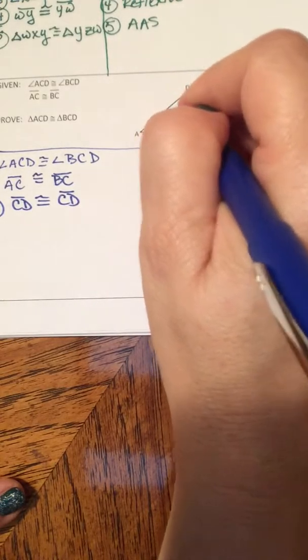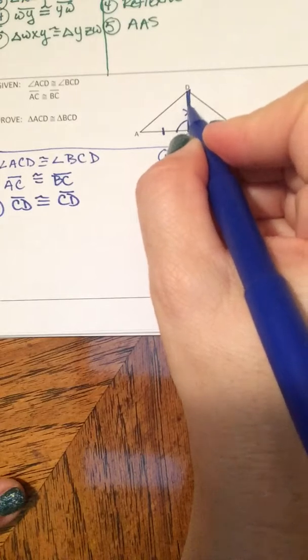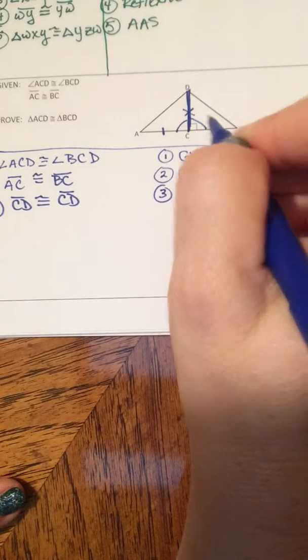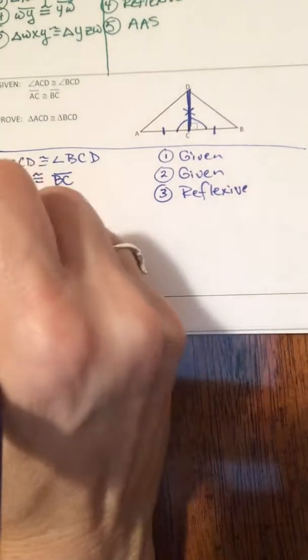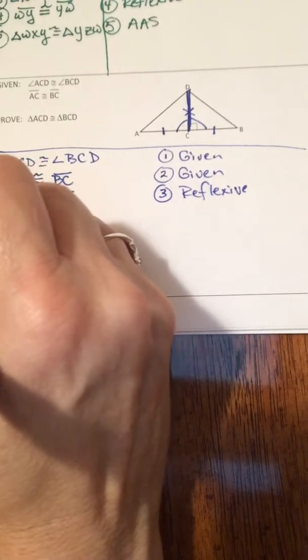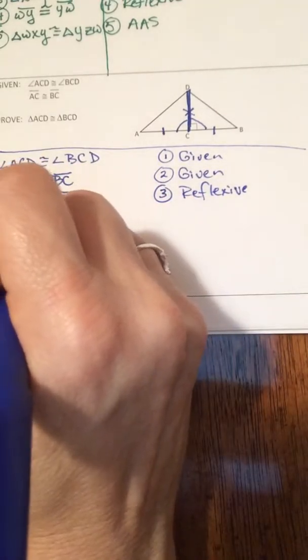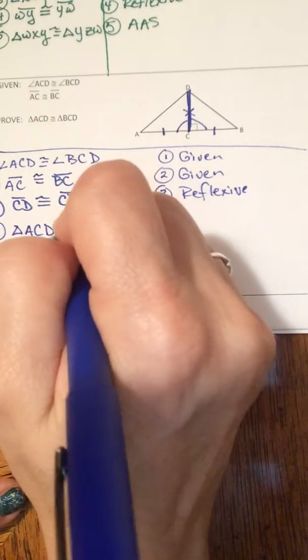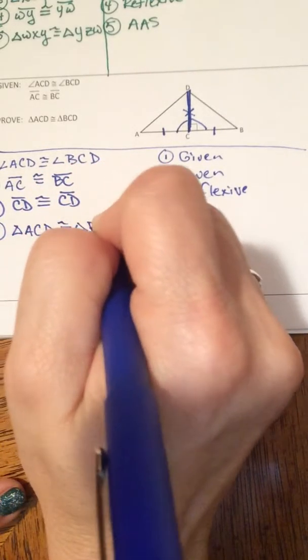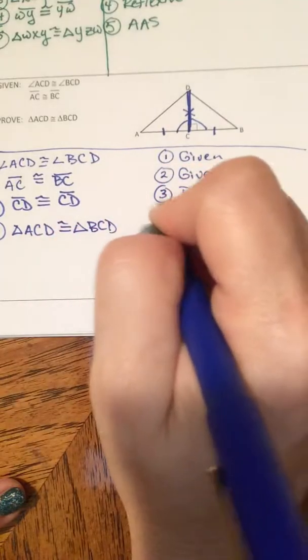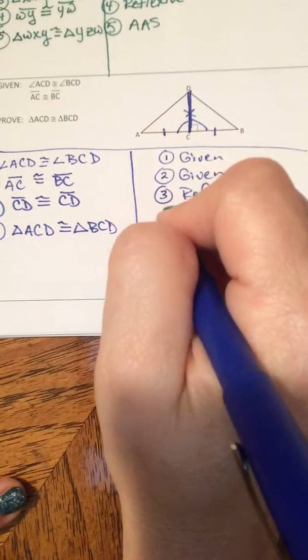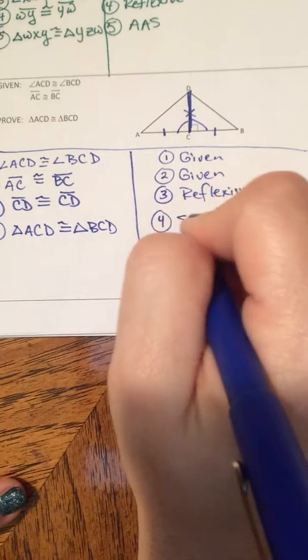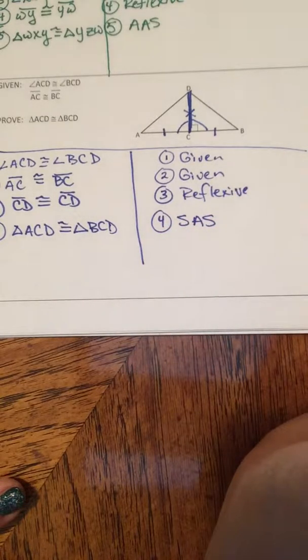And what I have now is a side, an angle, and a side, and then in the same order, a side, an angle, and a side. So I can go straight to triangle ACD is congruent to triangle BCD. And then the reason for that would be the side, angle, side SAS postulate.